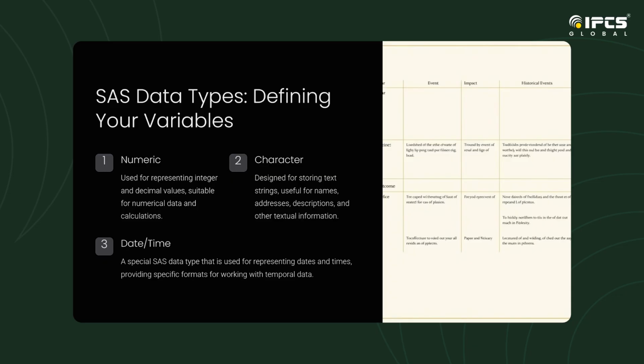In SAS, data is categorized into three main types: numeric, character, date and time. Numeric stores numbers for calculations. Character holds text and string values. Date time is a specialized format for dates and times.